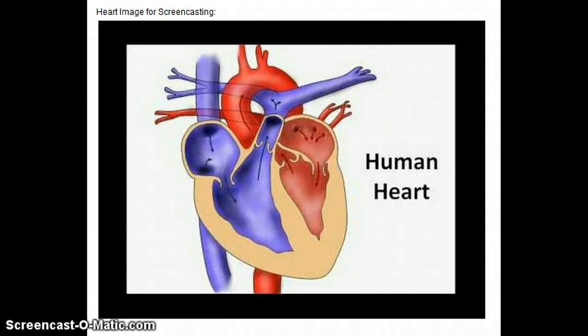Hello. In this screencast, I'm going to be describing how blood flows through the human heart. I'll also be describing whether that blood is oxygenated or deoxygenated.